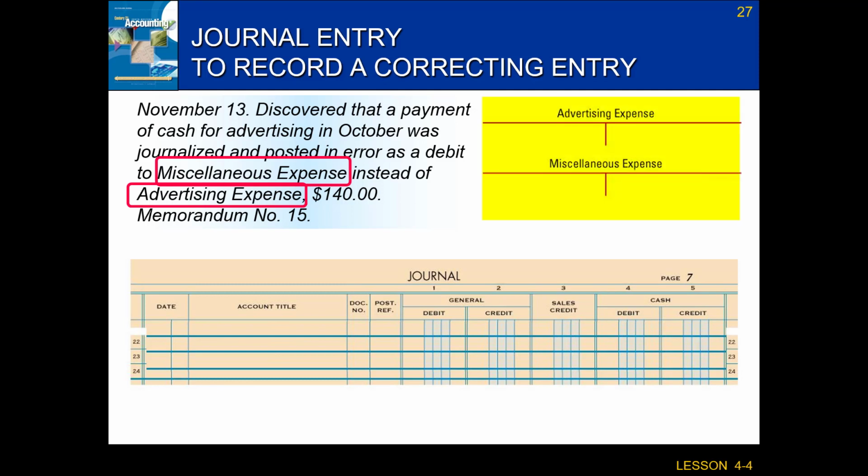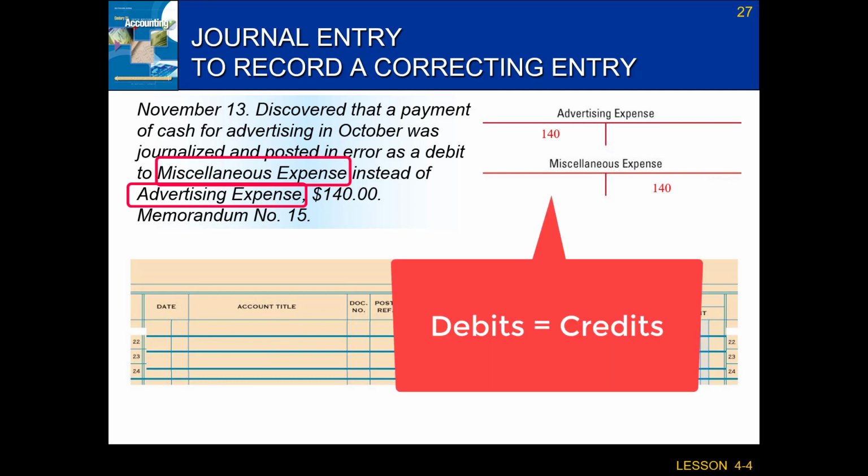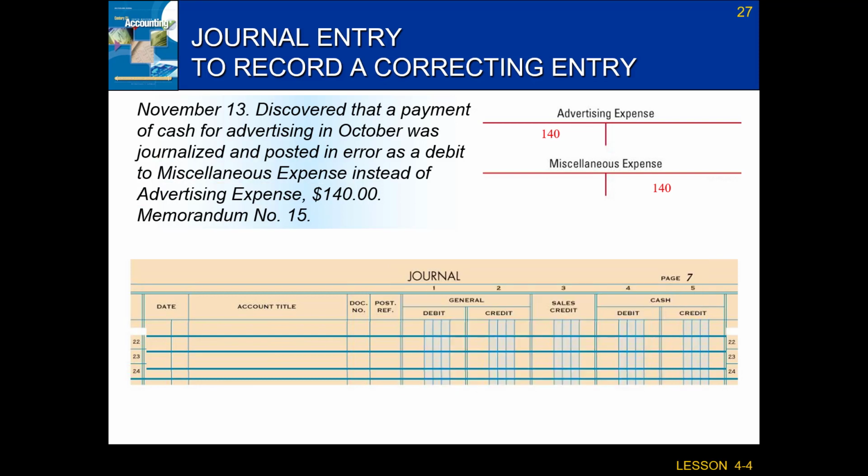So if we look at our T accounts, our 2 accounts that we're going to journalize here are advertising and miscellaneous. And advertising was what it was supposed to be debited. So if advertising is what it was supposed to be debited, then what we're going to do is credit miscellaneous expense to cancel out the error of the original debit to miscellaneous expense. So the easy thing is basically it will tell you in the transaction what should have been debited. Like this says debit instead of advertising expense. And then you just have to journalize it like we've been journalizing as normal.